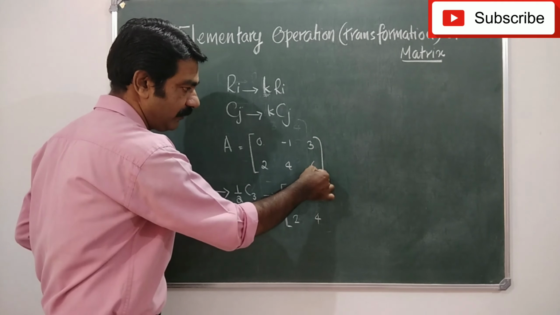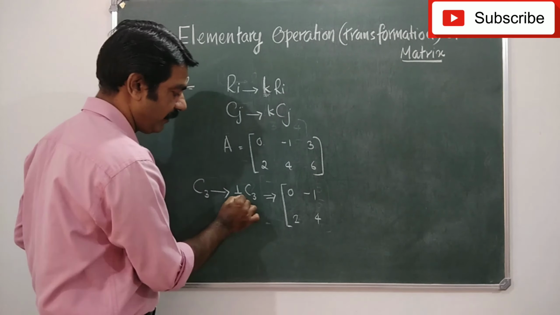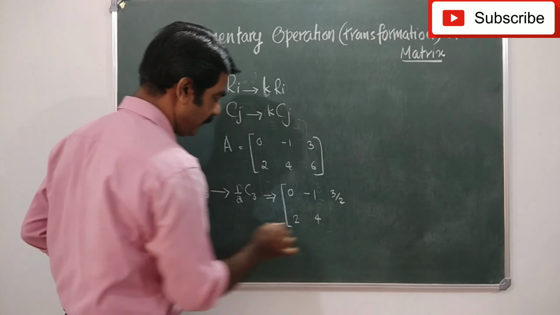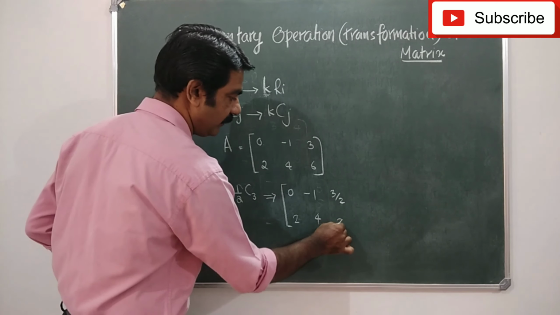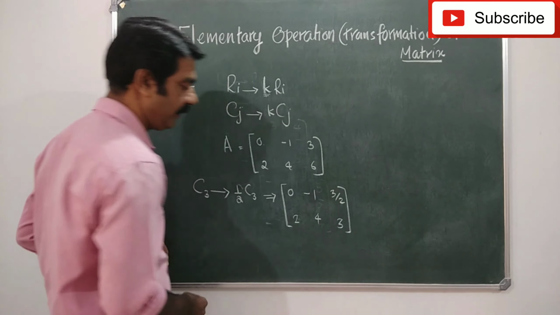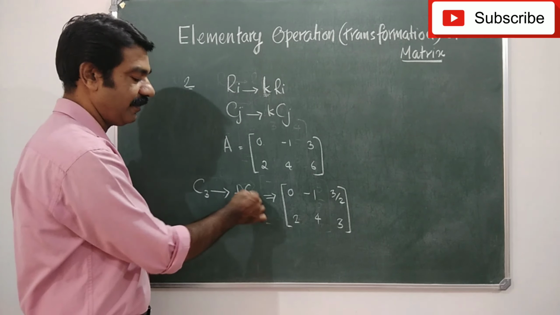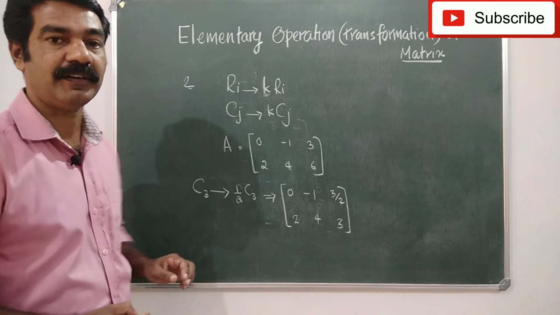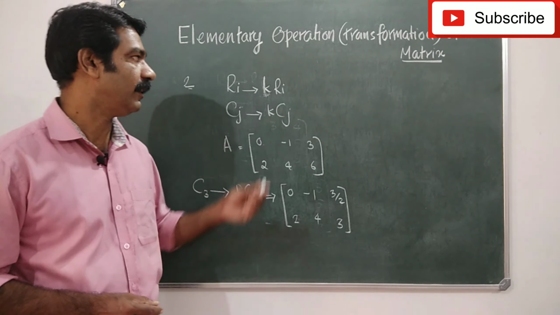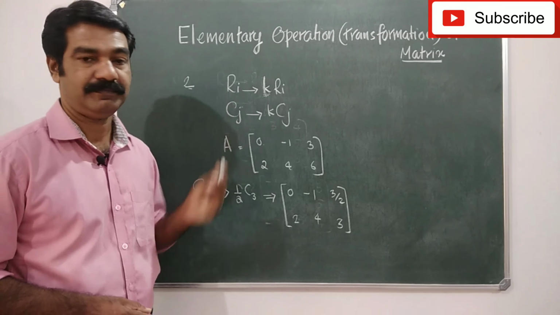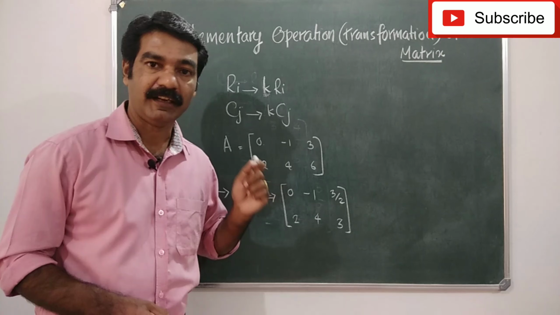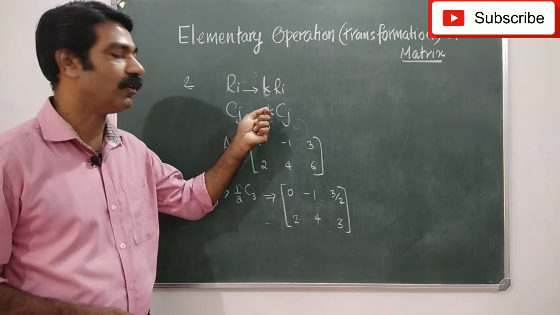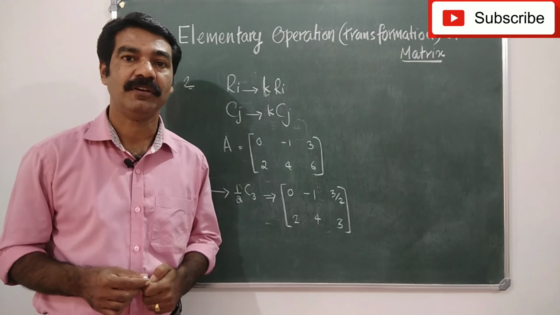Multiply the elements of C3 by half. Half into 3 is 3 by 2. Half into 6 is 3. So we are applying the operation C3 changes to half C3 to get a new matrix. So the second one is multiplication of the elements of any row or column by a non-zero constant.